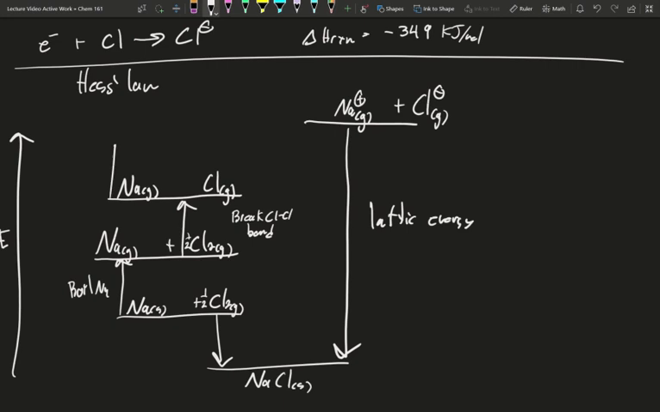Let's turn that sodium into sodium plus. So sodium's ionization energy. I could put some energy in, make it sodium plus as a gas. My chlorine is still hanging out here.